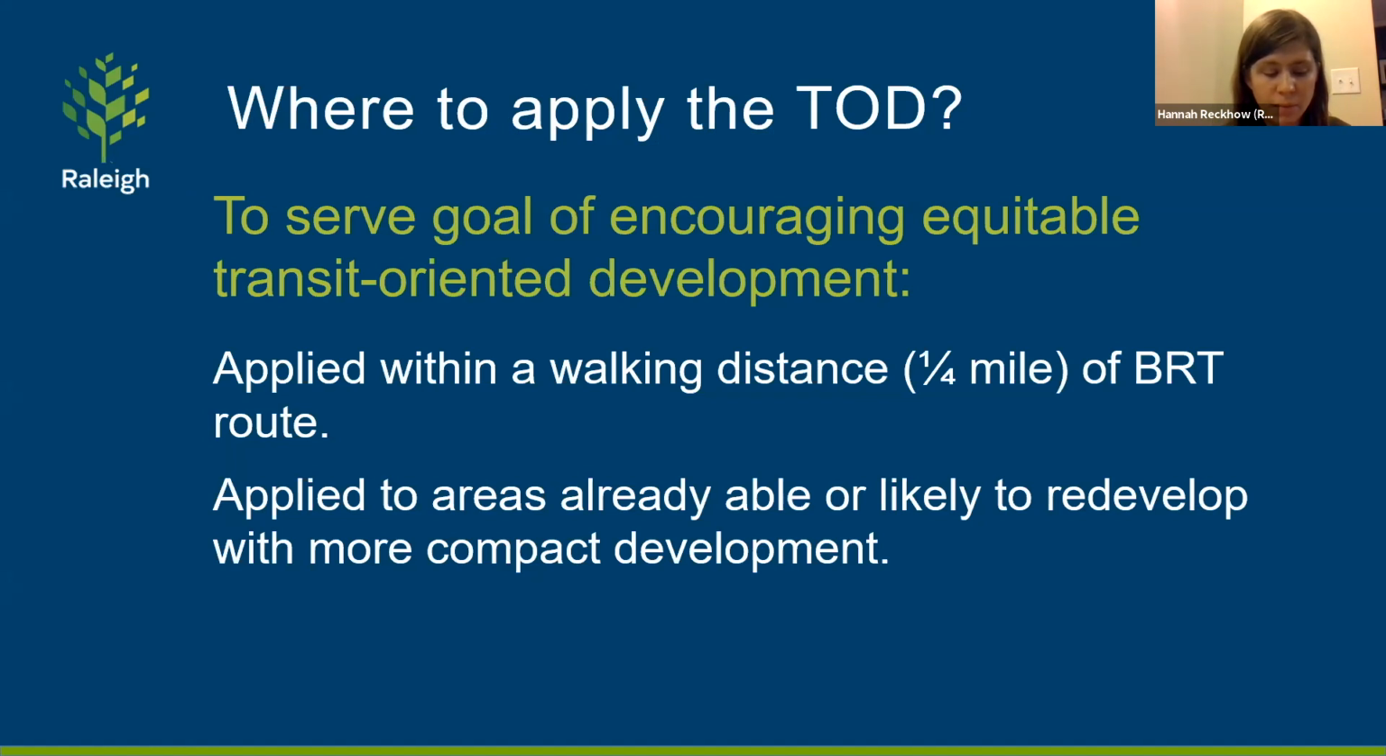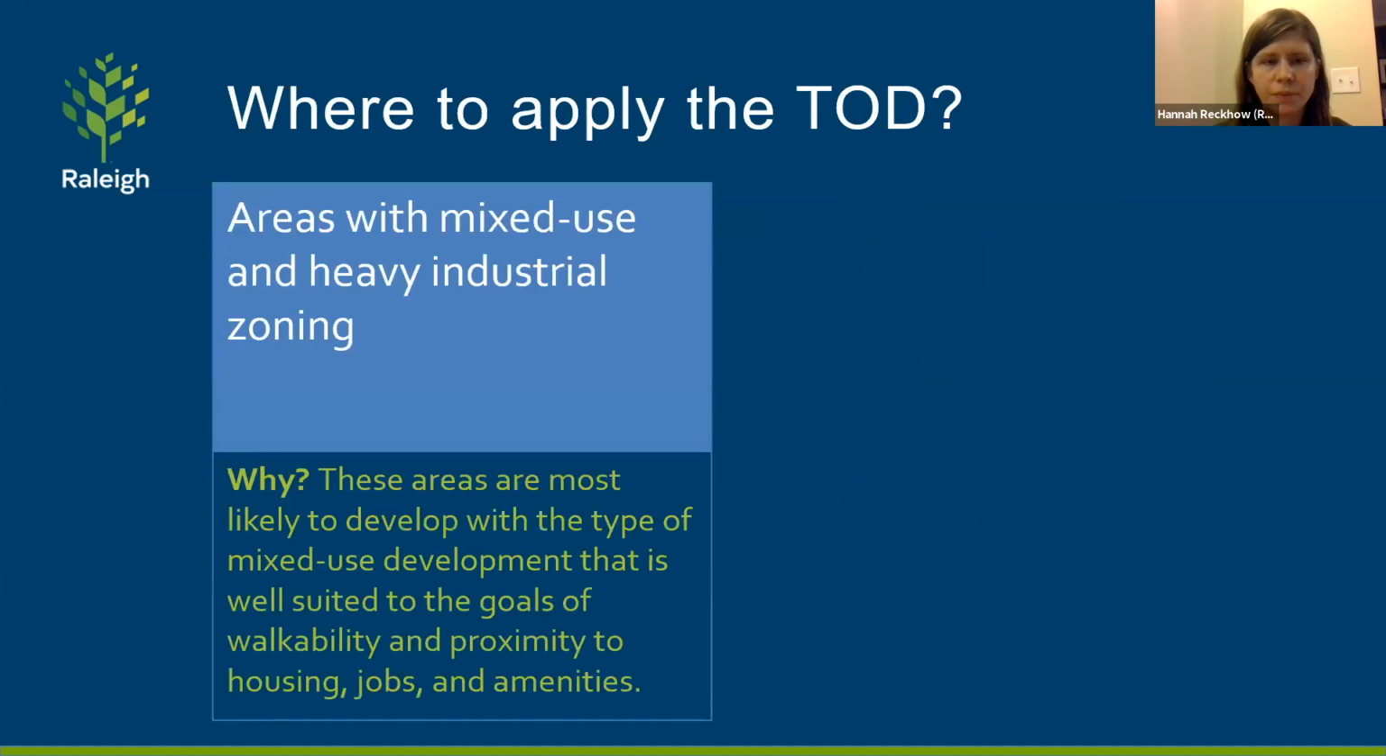And then within those areas, the properties that are already able to redevelop in a transit supportive way or are more likely to develop with that type of mixed use development. And so out of these goals, we have a few criteria to determine whether or not a property will be included in the request. And I'm going to walk through each of those.